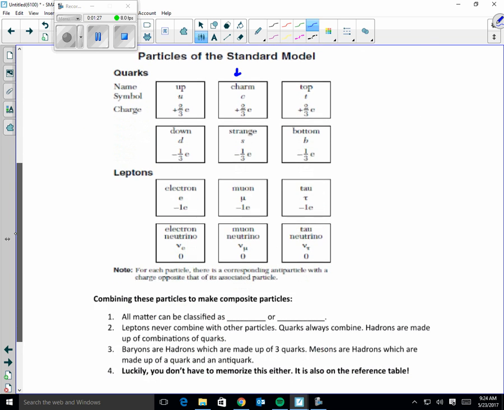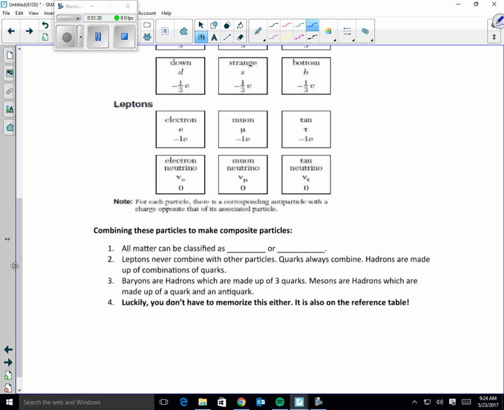Now, combining these particles to make composite particles, because I can't have a quark existing by itself because it has that fraction of electron. So all matter can be classified as hadrons or leptons. Okay. Leptons never combine with other particles. Quarks always combine. Hadrons are made up of combinations of quarks. Baryons are hadrons, which are made up of 3 quarks. Mesons are hadrons, which are made up of a quark and an antiquark.